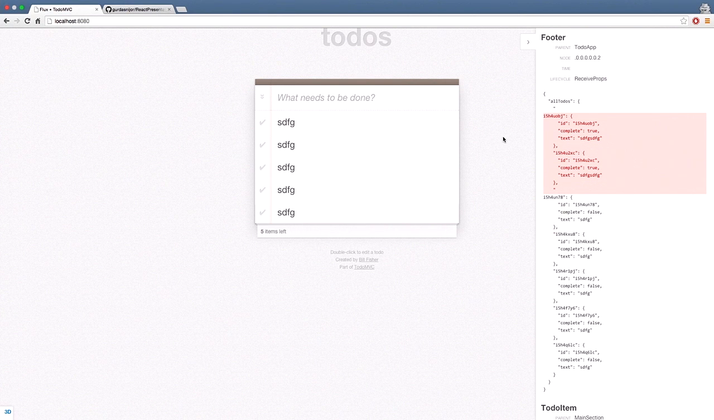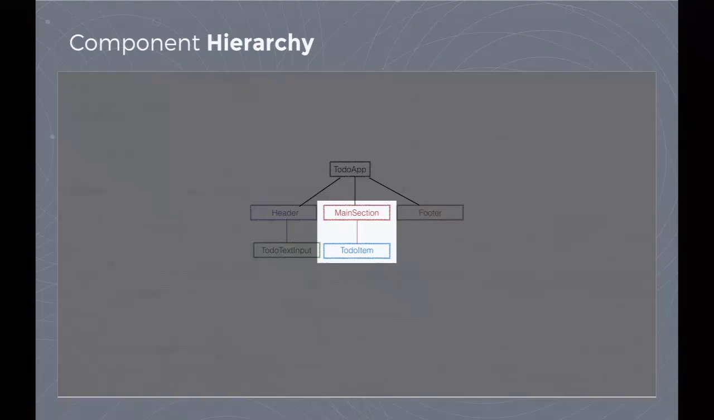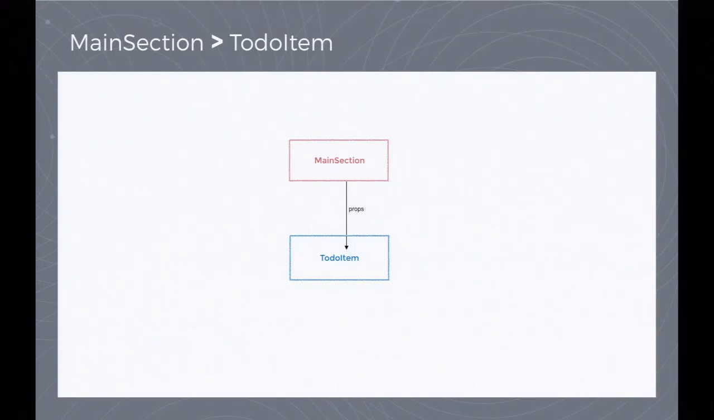Here's a logical view of the component hierarchy for this application. We're going to walk through some of the modifications needed to build this kind of instrumentation. We're going to zoom in on the main section component and its to-do item component. From a really high-level view, you can just see that the main section is passing props down to its to-do item.